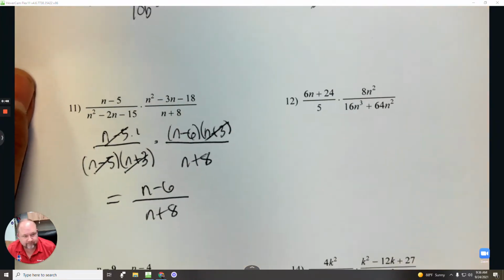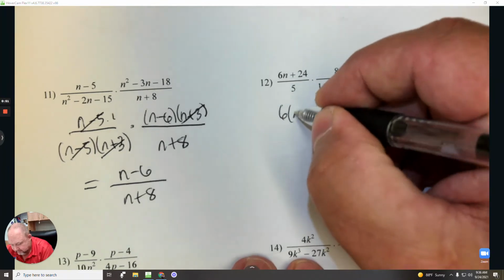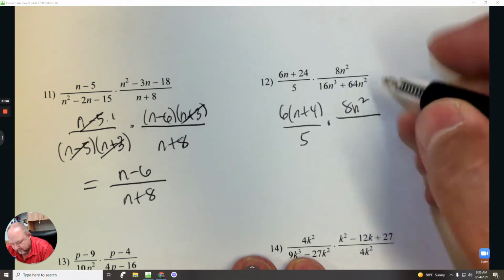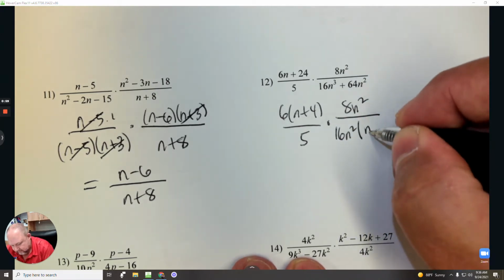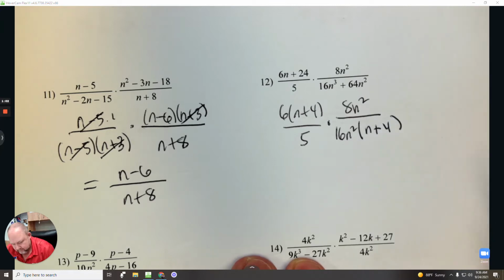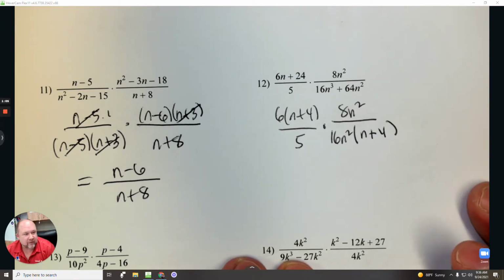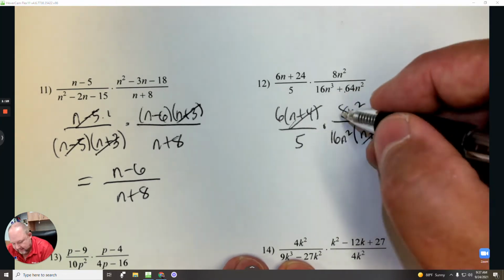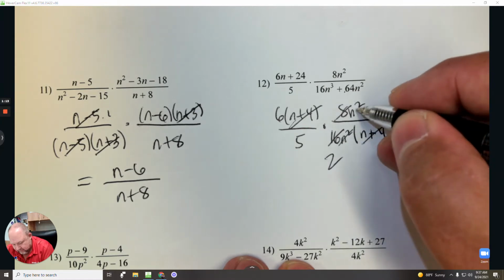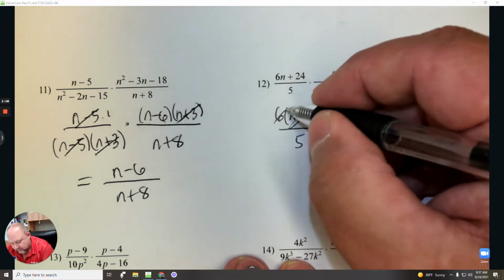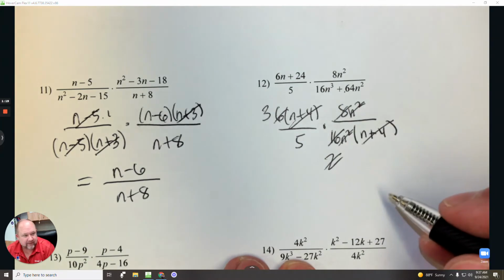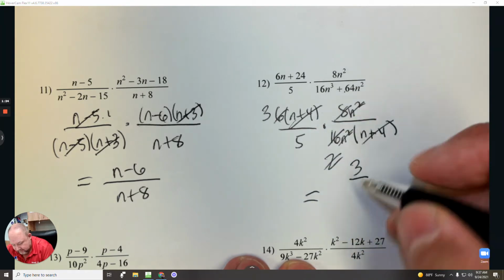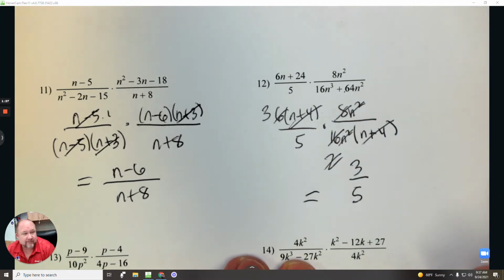Number 12, step 1 is to factor properly. So make sure we factor correctly, factoring out a greatest common factor. N plus 4. 8 goes into 16 twice, the n squares eliminate, 2 goes into 6 3. It's kind of therapeutic to go and remove things, and that's it. So what's left in the numerator? I see a 3. What's left in the denominator? I see a 5, and there's your answer. Everything else was removable.